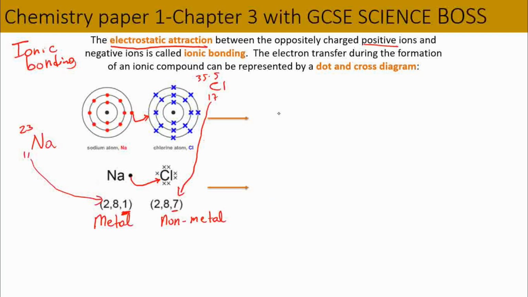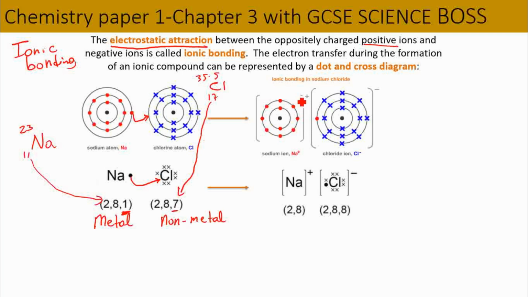Now, after it's donated its electron, we must draw the after with a square bracket. Because sodium has given up one of its electrons, it now has one less electron than it has protons, and therefore it has a positive 1 charge. And chlorine now becomes the chloride ion with a square bracket around it, and has a minus charge. These positive and negative ions attract each other, and that is what we call the electrostatic force of attraction.